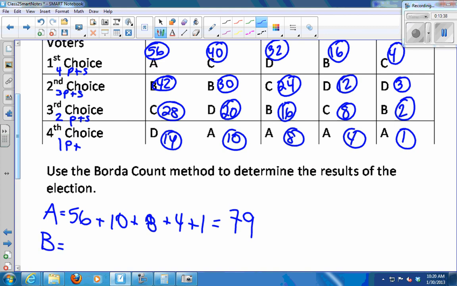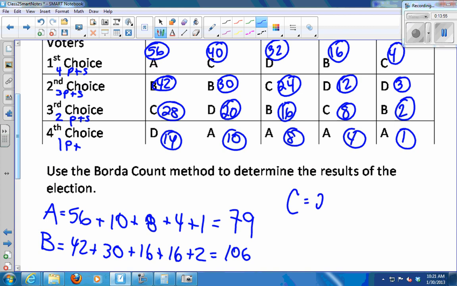And then candidate B has 42 plus 30 plus 16 plus 16 plus 2 is 106. Candidate C, 28 plus 40 plus 24 plus 12 plus 4. Yep. Thank you. Sorry. 28, 40, 24, 8, 4. Good. So that's 68, 78, 82, 90, 94.